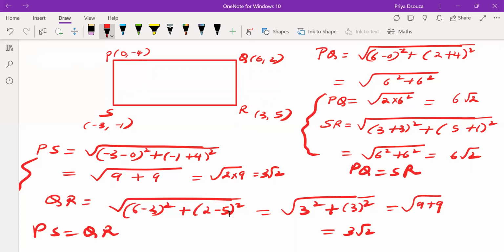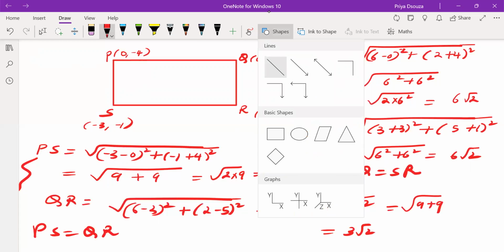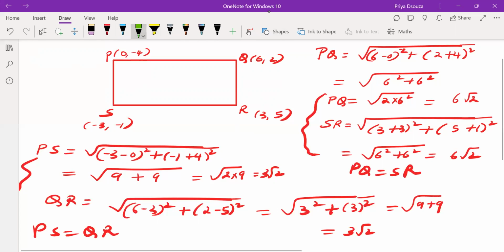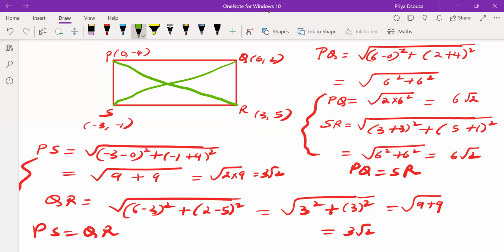Now, if I have to go ahead and show that it's a rectangle, I have to show that the diagonals are equal, isn't it? Now, what are my diagonals? Wait, I'll just draw that. See, these are my diagonals, isn't it? This is my diagonal, QS and PR. So I have to show that QS is equal to PR. Yeah. So let me find PR.